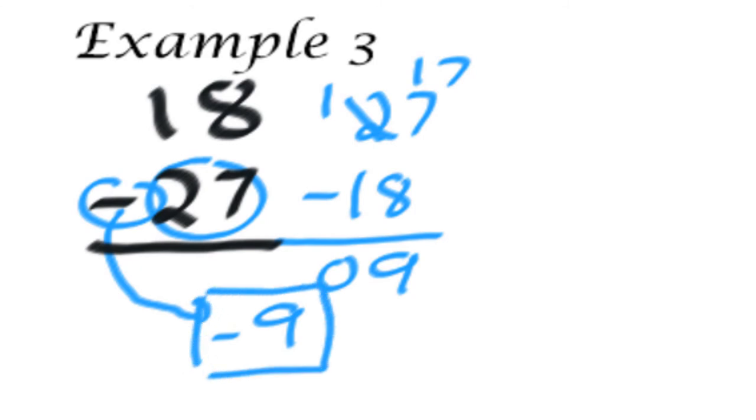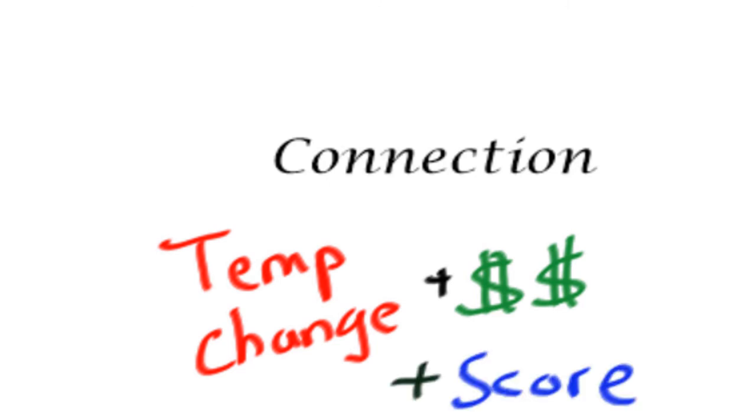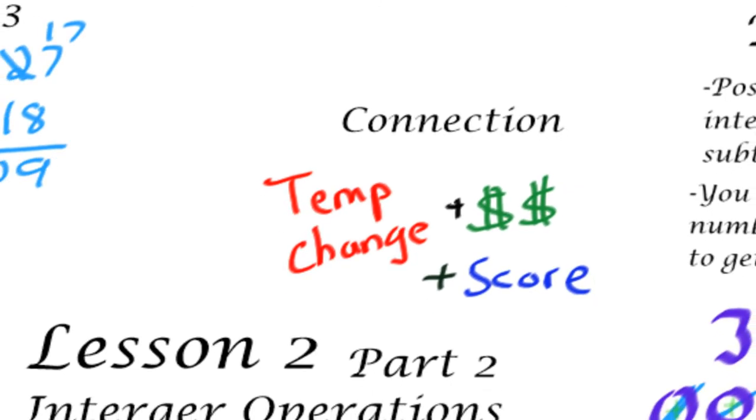Where does the connection fall into this? How do I build upon this? Well, when we have temperature changes, problems relating to money, things being subtracted, things being added, even playing a game and keeping score, you have scenarios where numbers can go on either side of the number line. We must make sure we know our operations.